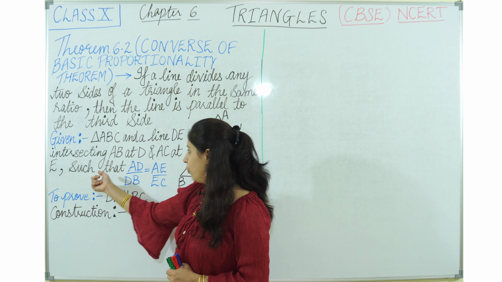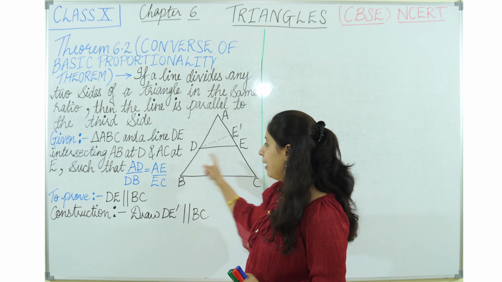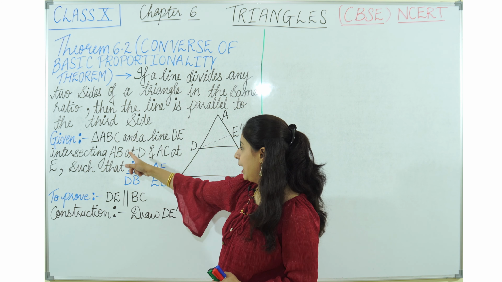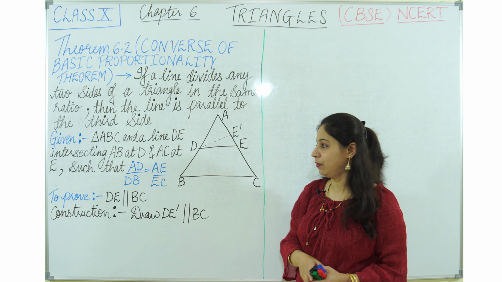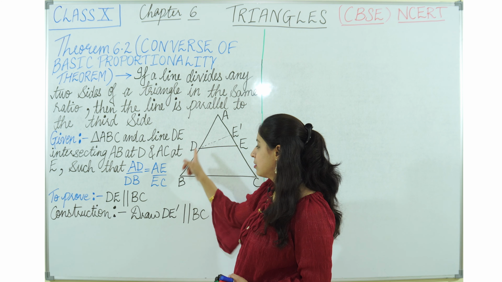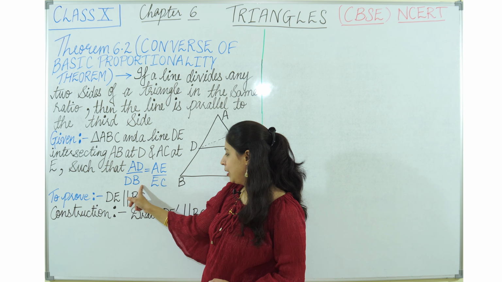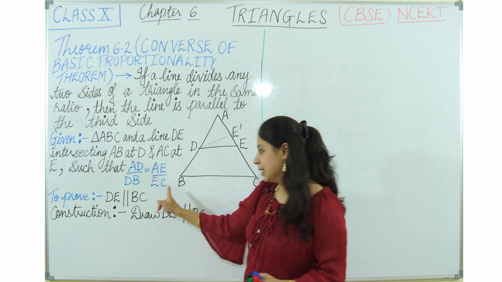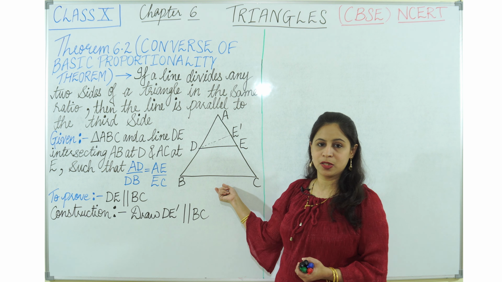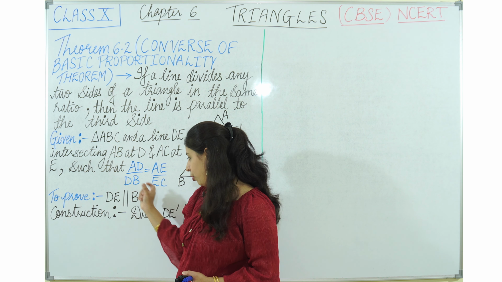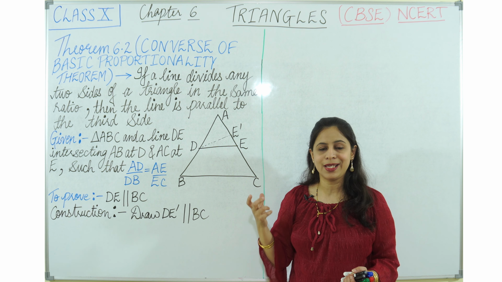We are given that ABC is a triangle and the line DE is intersecting the sides AB and AC at D and E respectively, such that the line is dividing in the same ratio, AD upon DB is equal to AE upon EC. We need to prove that DE is parallel to BC. Basically, the whole theorem emphasizes this only: that DE is parallel to BC if they are given to be in the same ratio.